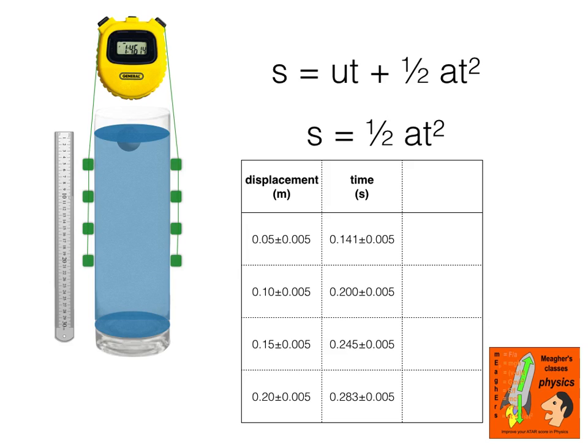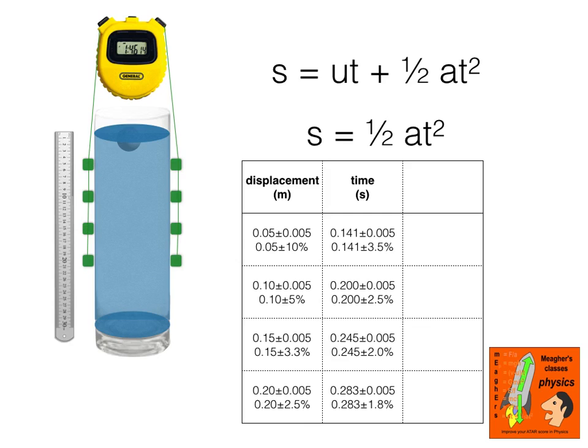So for each of these measurements, rather than just put the raw error of plus or minus 0.005, we can state it as a percentage error. And we'll need that when we're doing some manipulation of data later on. So I've done that right now. I've put the percentage errors for each of those measurements.